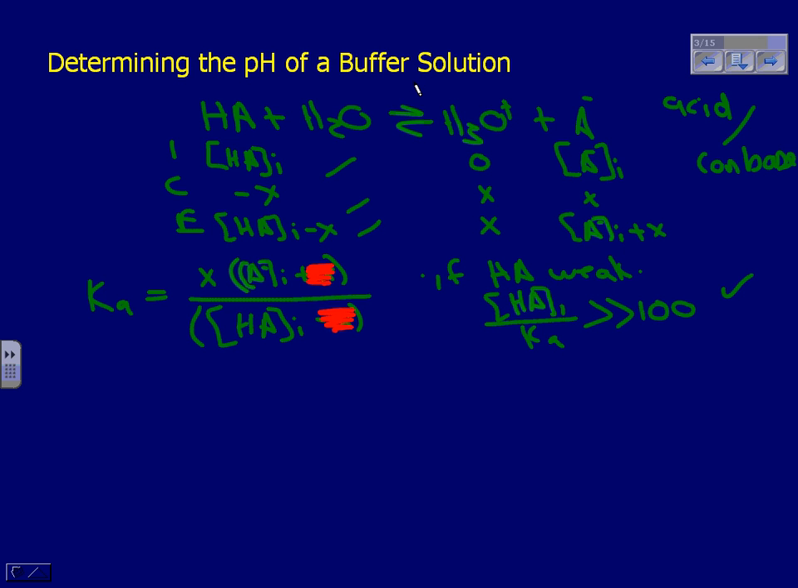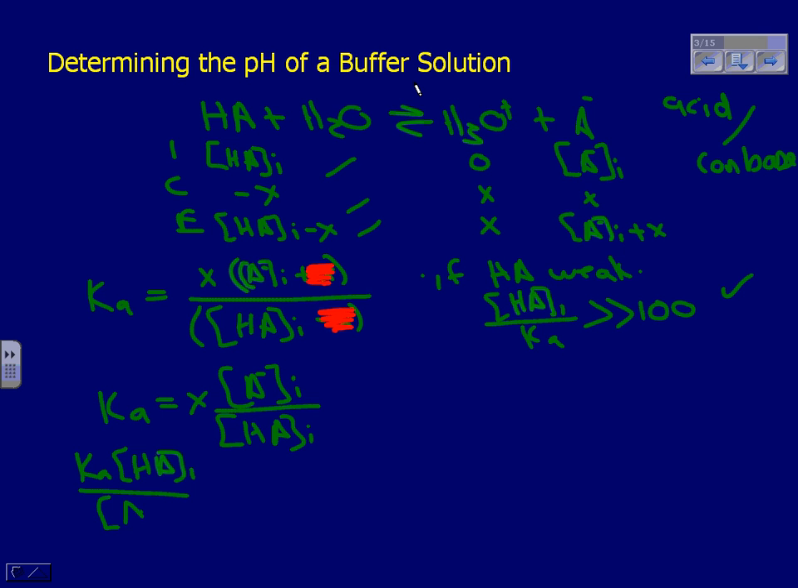So what do I have? I've got Ka equals X, and then I've got A minus initial, and then I've got HA initial. And if I ultimately want to get H3O plus, I need the X, so I'm going to bring everything to the other side. Ka times the concentration of HA initial over the concentration of A minus initial equals X, and X is H3O plus.